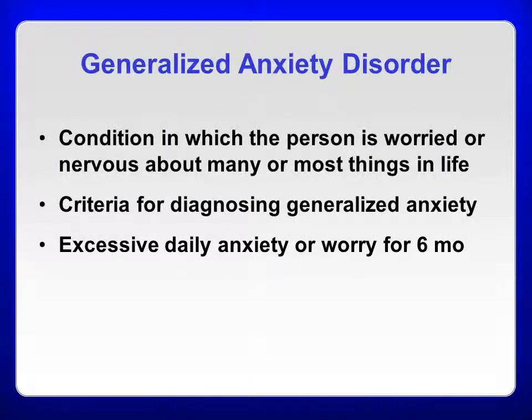Okay, so now we take a look at the issues in the psychological and substance use disorders chapter. So just to go through some of the conditions, first we start with generalized anxiety disorder. This is a condition in which the person is worried or nervous about many or most things in life. So this is an individual who has difficulty controlling worry. So they constantly worry about things.